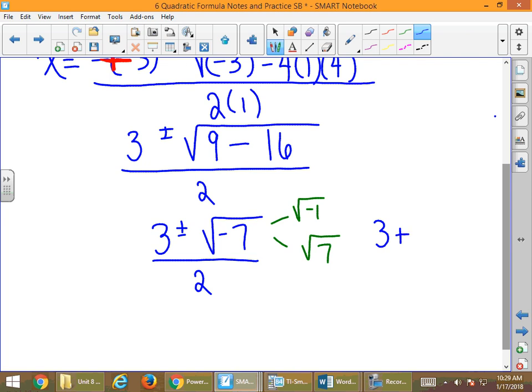It does equal, I heard somebody say it, square root of -1 is i, radical 7/2. By the way, this means 3 plus i times the square root of 7 all divided by 2. And it means 3 minus i radical 7 divided by 2. There are 2 answers. What we saw earlier is that we cannot factor this expression.